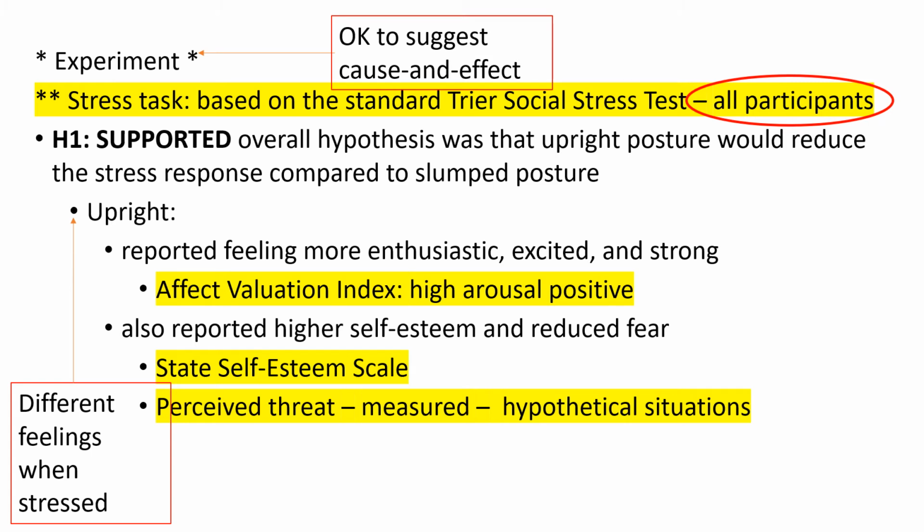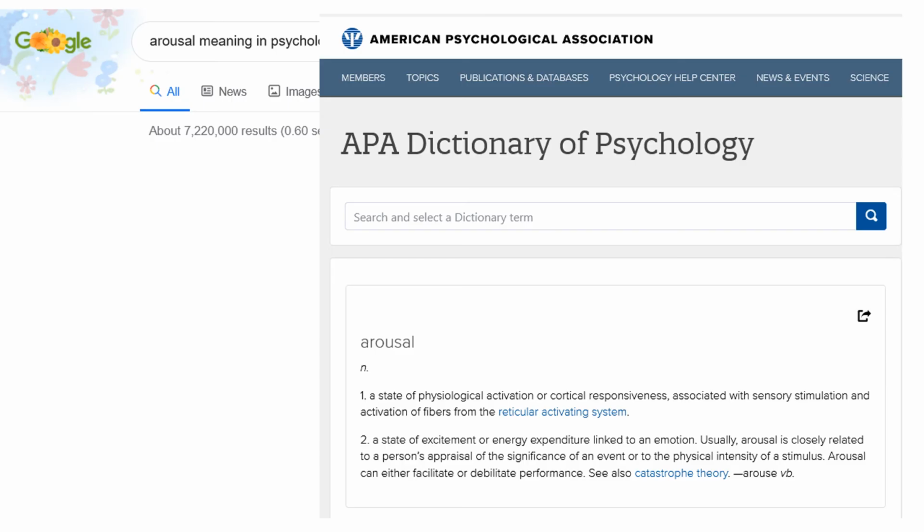If I were making notes on my summary instead of using a separate file, I'd probably circle all participants so I remember that they all had the same stressful experience. Looking at what I highlighted about the affect valuation index, I might want to make sure I understand what the arousal part of the category label means, which usually takes me to Google.